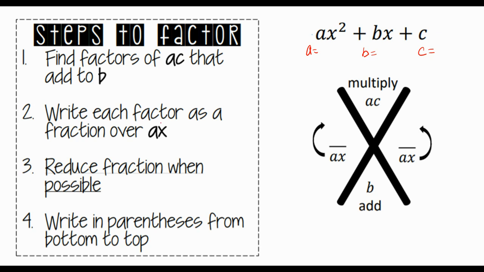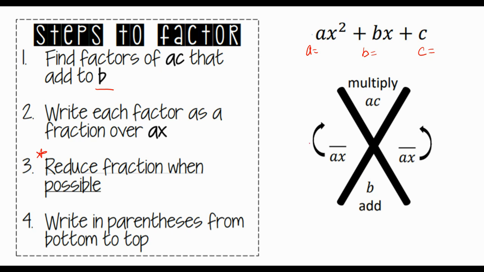Then we're going to write factors as a fraction over ax. Remember that you're going to list your factors that add up to b, and when you put them, instead of just putting them on the sides, we're now going to put it over ax. So whatever my a value is, we're going to include the x, and we're not going to include the squared. Then we will reduce. This is an important step. We're going to reduce the fraction when possible.